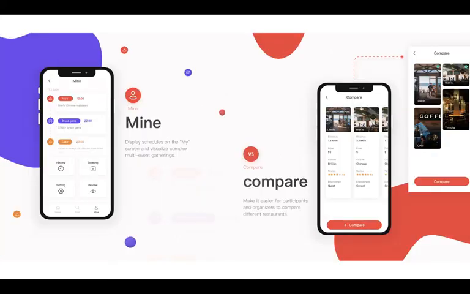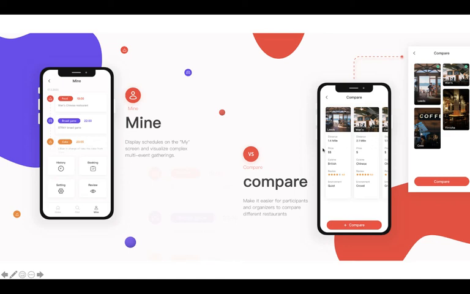And the third one is my function, because organizing a meal is very complicated. For example, if you want to organize a birthday meal for a friend, you not only need to book the restaurant, but also need to book the activity place, book the cake, and you also need to have somebody take the cake. And all of these things you don't want the birthday person to know, so it's very complicated.